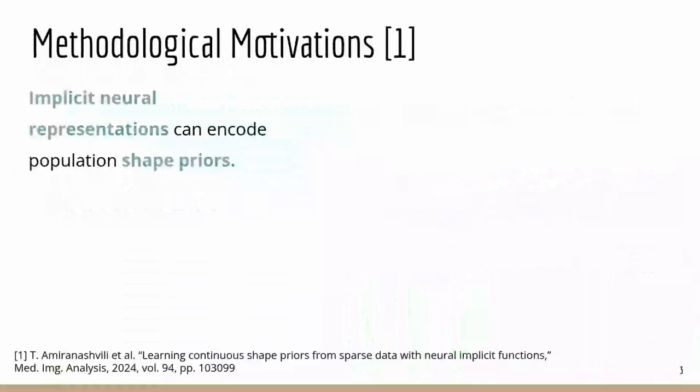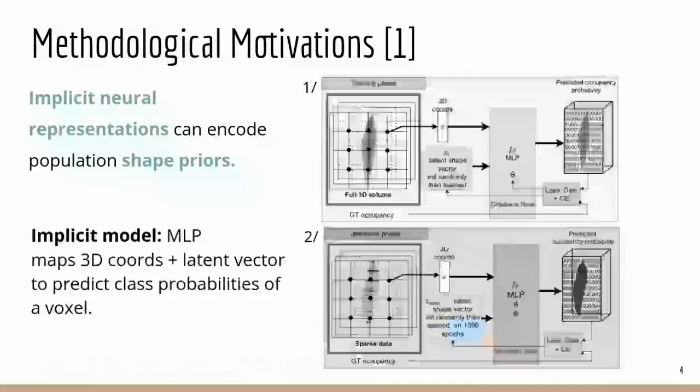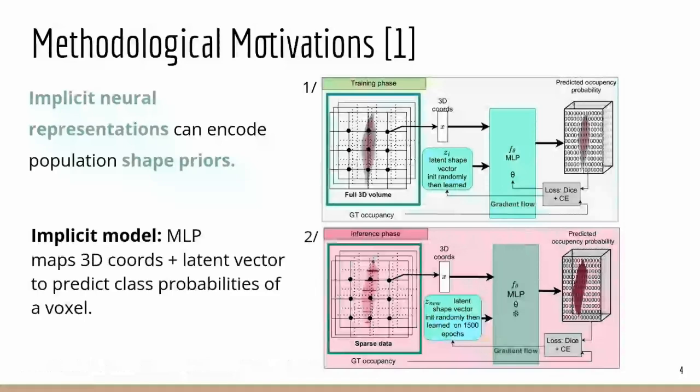Implicit neural representation can encode population shape prior, just as in Amiranashvili et al.'s work that we studied. In this work, Amiranashvili et al. used an MLP to map 3D coordinates with a latent vector to predict class probabilities of a voxel. During the training phase, the parameters and the latent vector are both optimized in order to obtain a 3D volumetric shape from 2D slices during the inference phase.